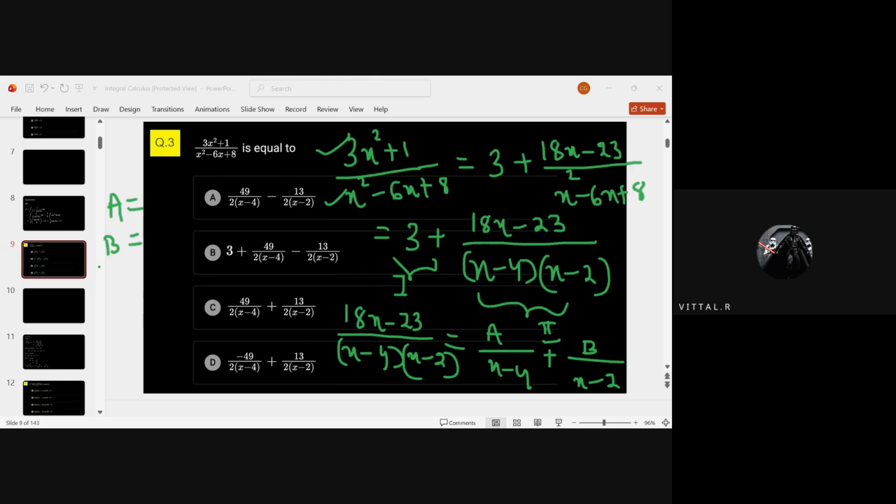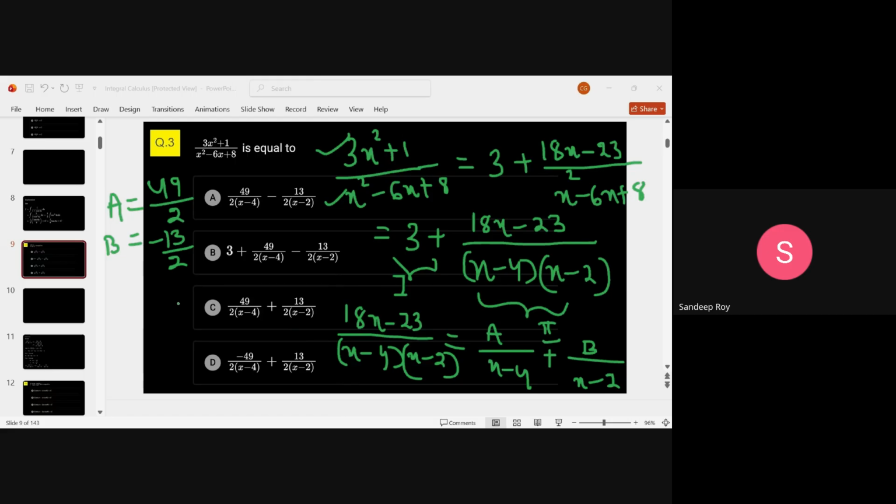So A is 49 by 2 and B is minus 13 by 2. 49 by 2, okay, correct. A will be 49 by 2 and B will be minus 13 by 2, correct? So after substituting those values over here, now the question is transformed into a normal integration, right? So this can be easily integrated now.